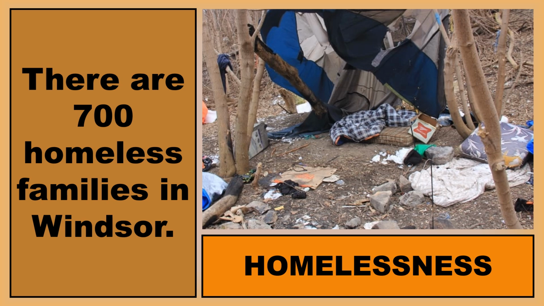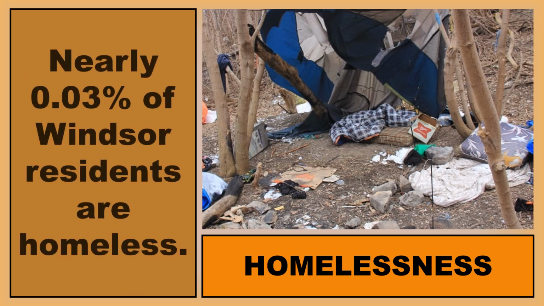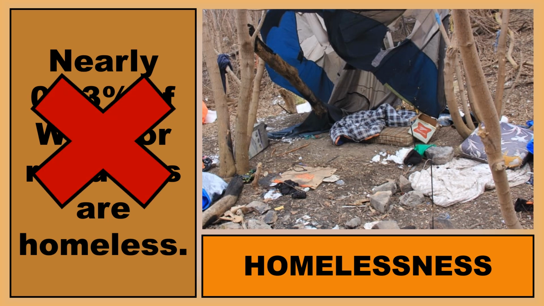There are 700 homeless families in Windsor. 700 is a relatively low total, and although this is a tragically high number within the context of Windsor, a lot of people aren't going to find that number compelling. So we're going to pass on that. We could instead go with 0.03% of Windsor residents are homeless, but this is only a fraction of a percent, so this is even less compelling than the total. So what can we do instead?